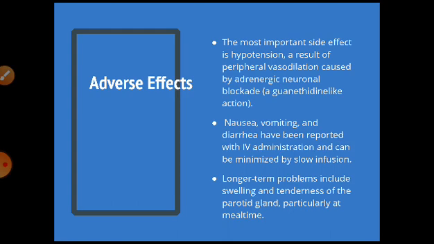What ADR does it have? The most important one is hypotension as a result of peripheral vasodilation caused by adrenergic neuronal blockade. Nausea, vomiting, and diarrhea have been reported. Longer-term problems include swelling and tenderness of the parotid gland, particularly at mealtime.